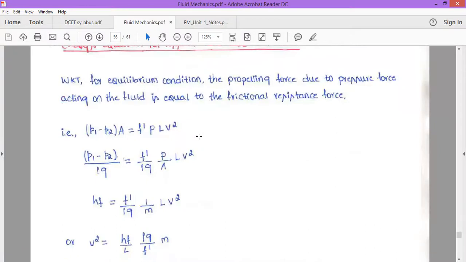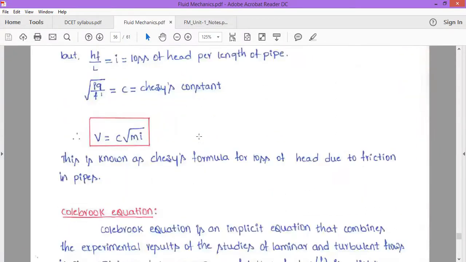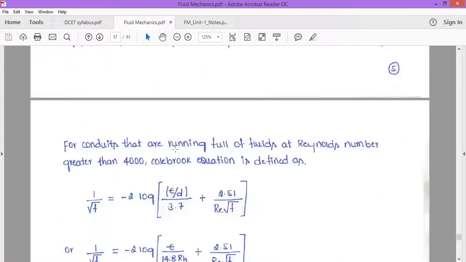Next one, Chezy's equation. This Chezy's equation is given by V is equal to C into square root of m into i, where V is the velocity of the fluid, C is the Chezy constant, and it is given by square root of rho g by f dash, and i is the head loss per unit length, hf by L. And in order to estimate the value of f, we make use of the Colebrook equation, we make use of Moody's plot, right? These are the two major losses.